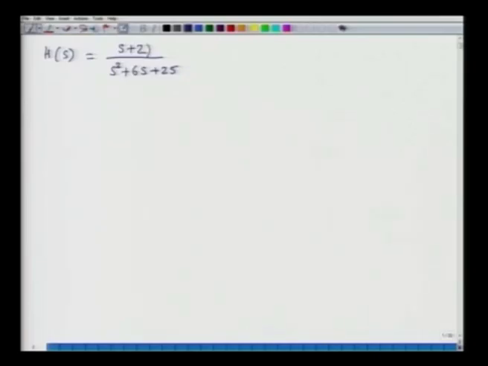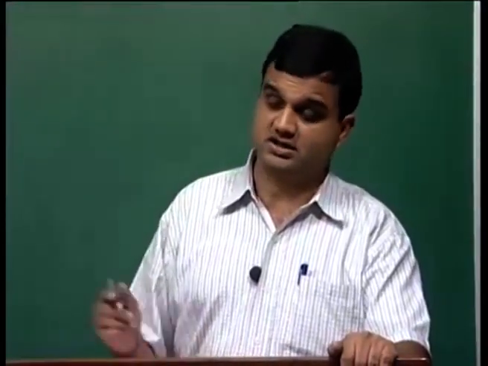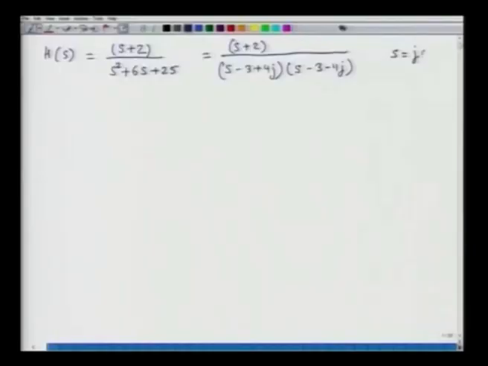So, if I find the roots of the denominator, in the numerator I still have s plus 2 and in the denominator I have s minus 3 plus 4 j times s minus 3 minus 4 j. Now, remember that these Bode plots are for the case that s equals j omega. So, in this transfer function I replace every s by j omega.